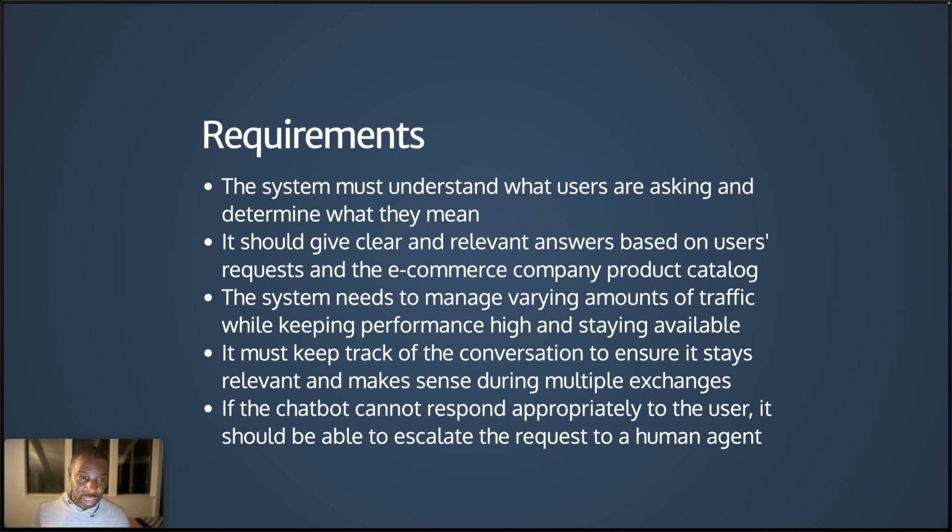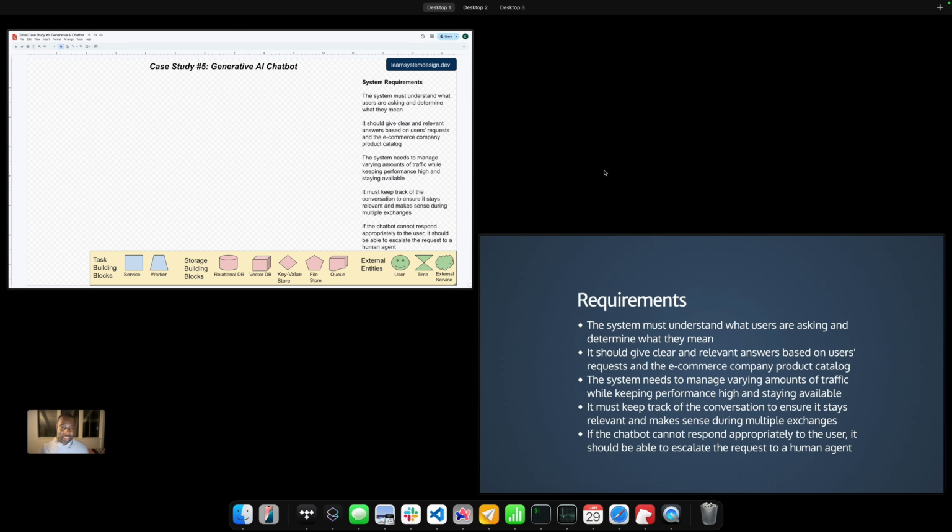Here are the requirements she came up with. The system must understand what users are asking and determine what they mean. It should give clear and relevant answers based on users' requests and the e-commerce company product catalog. The system needs to manage varying amounts of traffic while keeping performance high and staying available. It must keep track of the conversation to ensure it stays relevant and makes sense during multiple exchanges. If the chatbot cannot respond appropriately to the user, it should be able to escalate the request to a human agent. All right, let's get into the system.